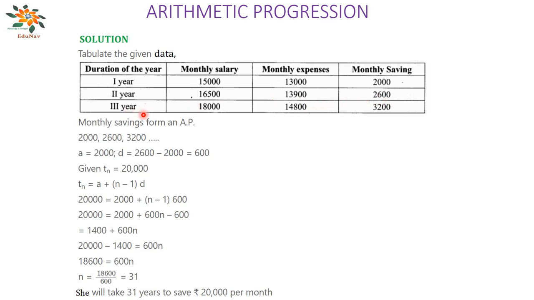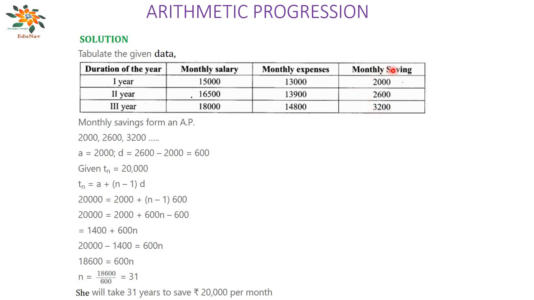Now, for the third year, we will note that the monthly salary of Priya will be 18,000 because there will be an increment of rupees 1,500 every subsequent year. Also, the monthly expenses will be rupees 900 more than the previous year. So, 13,900 plus 900 will be 14,800. This will be the monthly expenses for the third year. Now, what will be the monthly savings for the third year? It will be rupees 18,000 minus rupees 14,800, which will be rupees 3,200.